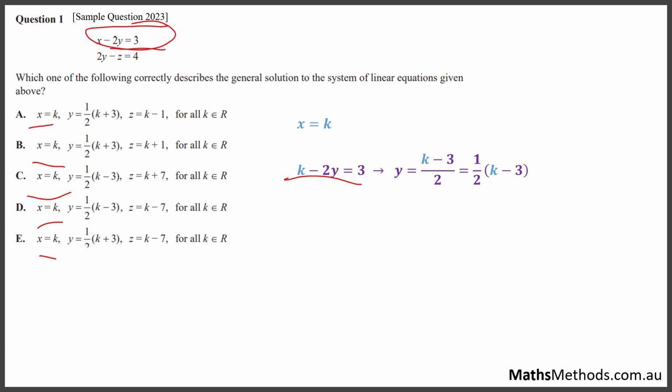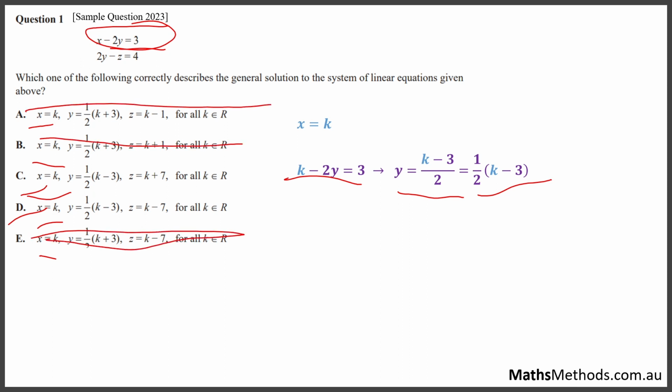Rearranging in terms of y means we'll be minusing k from both sides, and we could get rid of the negative as well, divide by 2. So y is going to be k minus 3 on 2. But I could also write that like this. It's just half of k minus 3. So that's either going to be C or D, because it's not going to be these, because that's plus, that's plus, that's plus.